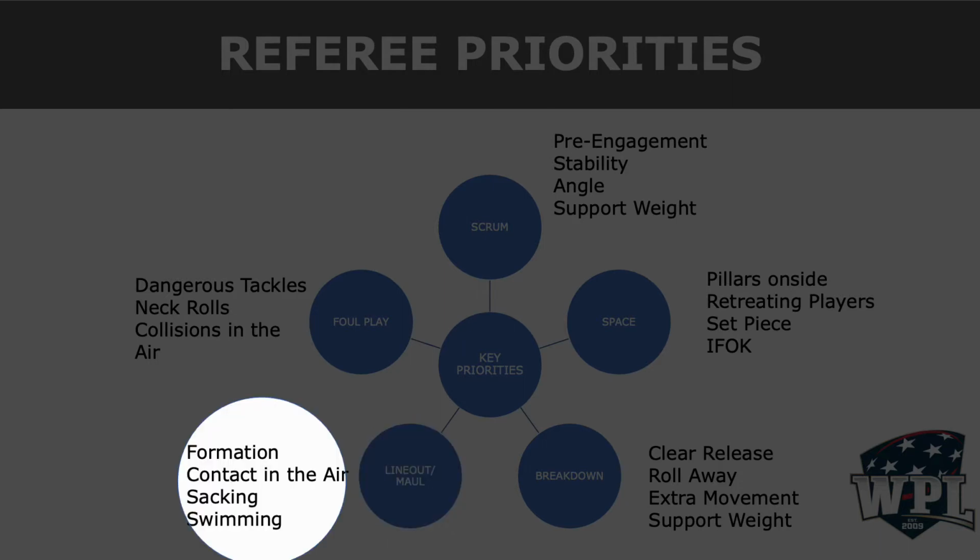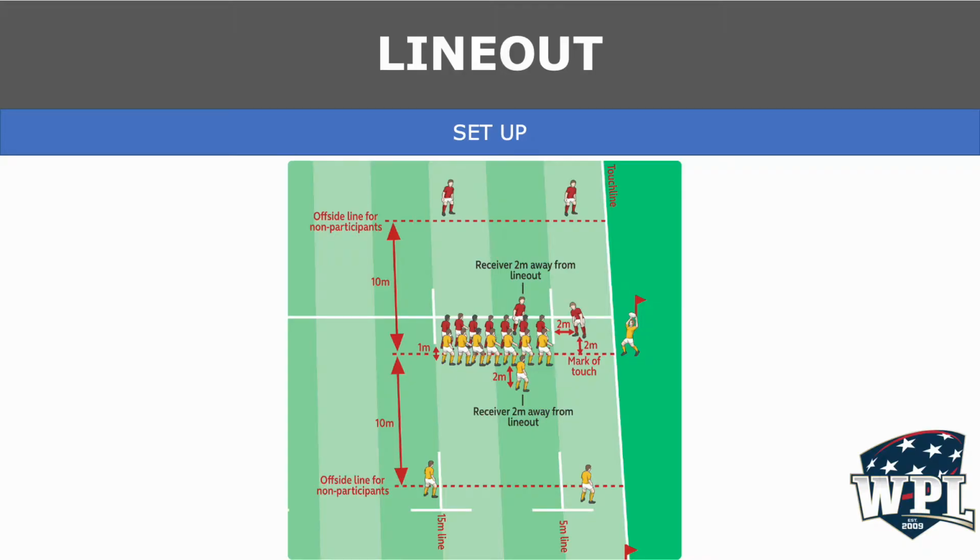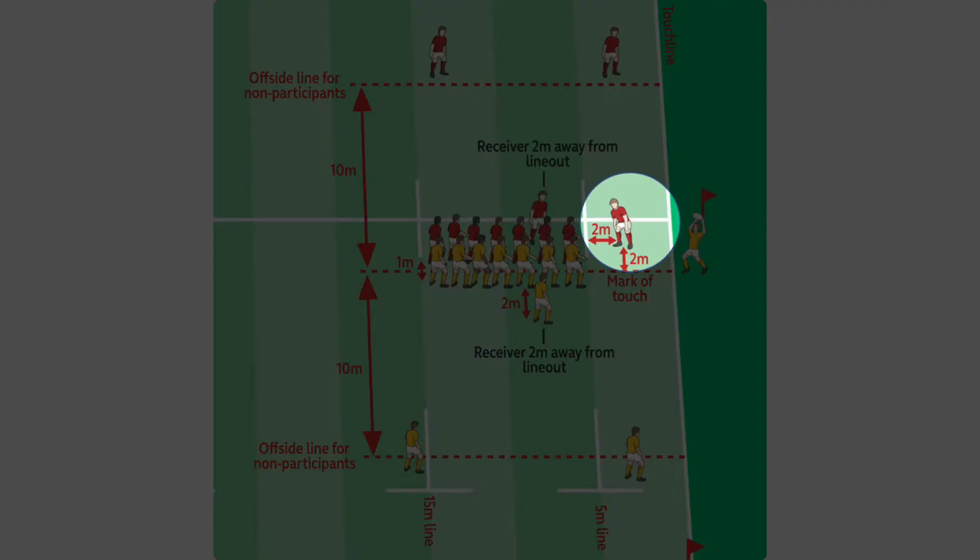Key priorities are formation of the lineout. We think if we set it up right, then it has a greater likelihood of working out. Contact in the air, sacking, and swimming up the side of the maul. If referees can create structure at the set piece, then it facilitates a fair environment for players to compete for possession. The team on defense must have a player in the defensive hooker position.